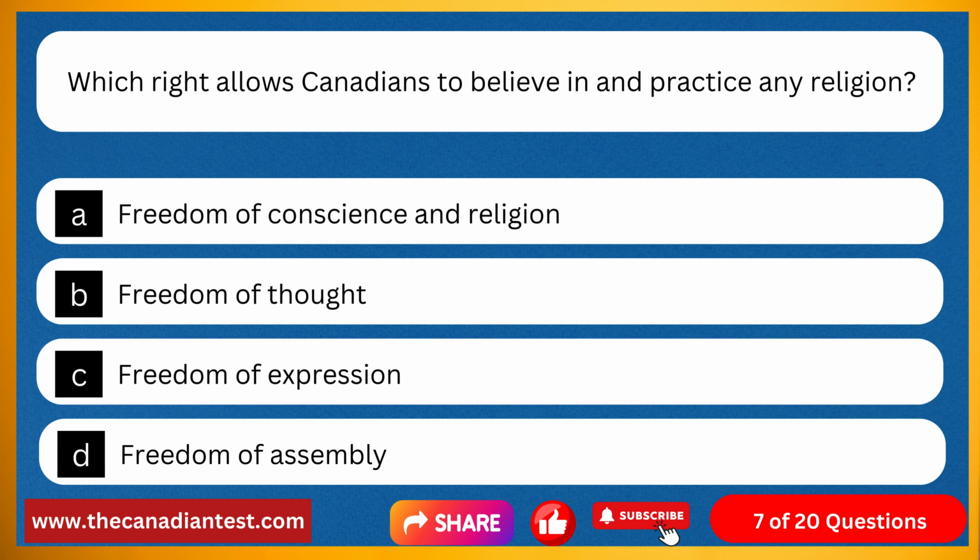Question 7. Which right allows Canadians to believe in and practice any religion? Option A, freedom of conscience and religion. Option B, freedom of thought. Option C, freedom of expression. Option D, freedom of assembly.